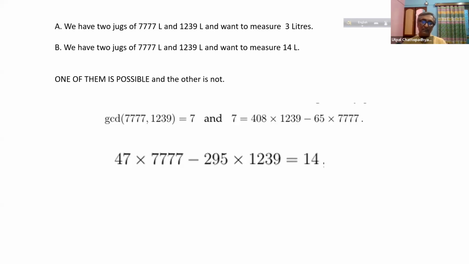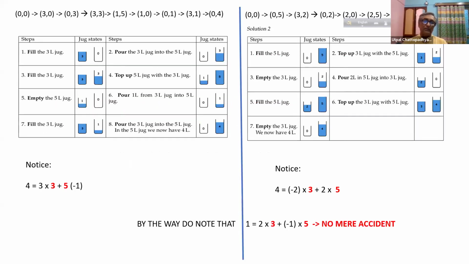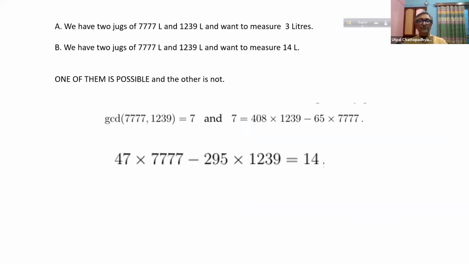The punchline here. Remember this picture. Here 4 equal to 3 times 3 plus 5 times minus 1. That means you have filled 3 five times, emptied 5 one time. Here 14 is 47 times 7777 minus 295 times 1239. That means to achieve 14, there is a way of doing it by filling up 7777 47 times and doing it nicely and carefully and algorithmically, emptying the other one 1239 295 times, and you will get 14.